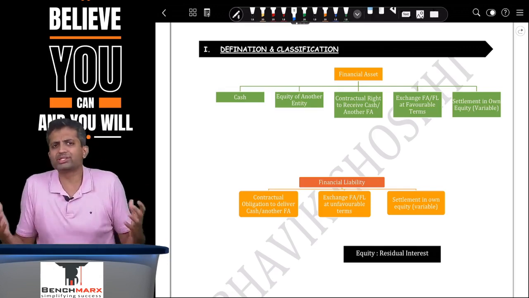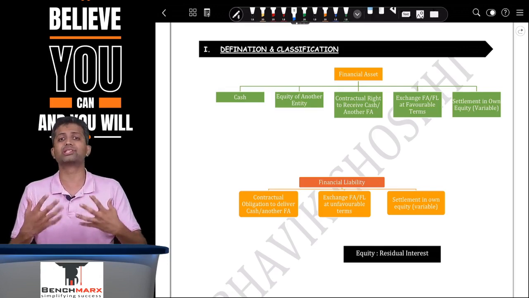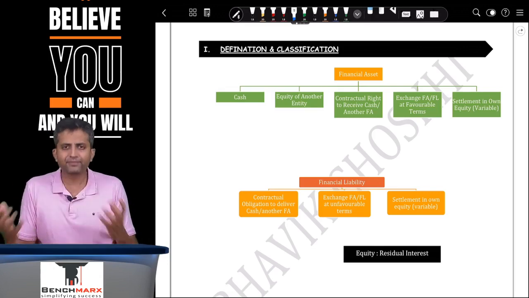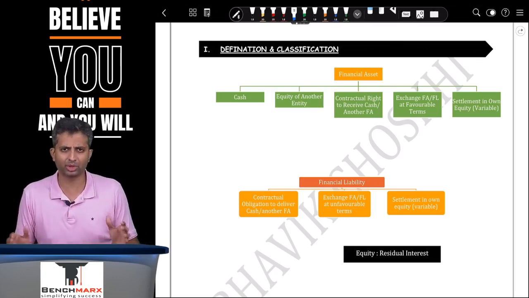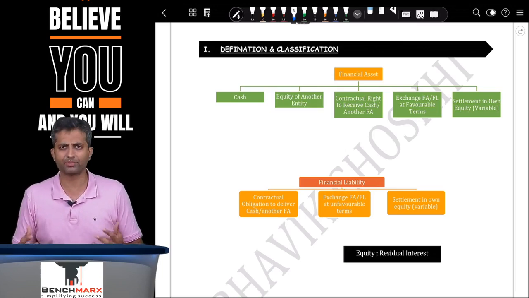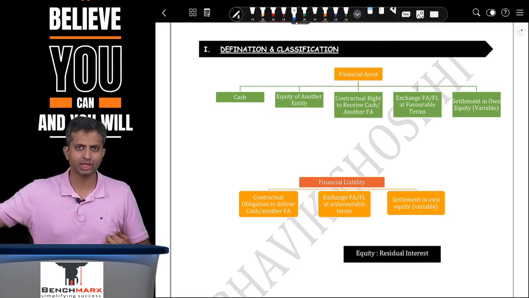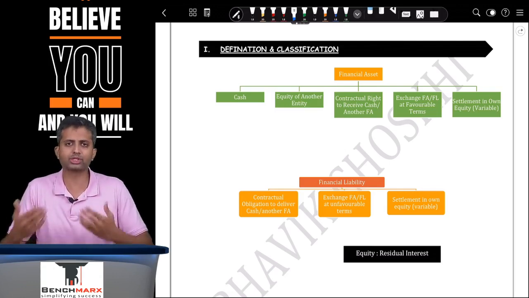And what is equity? Basically, equity is something which evidences what you call residual interest. Whatever is left over, that is what you are going to receive; if more is left over, you get more, if less is left over, you get less. That is the core feature of equity. Now, while I am defining equity, I have not said that equity means shares. So the standard does not focus on legal terminology, it focuses on the substance.